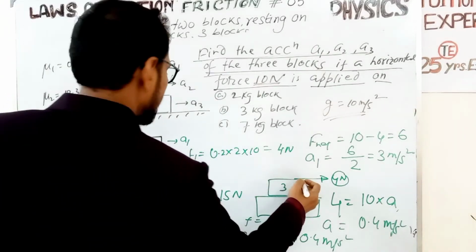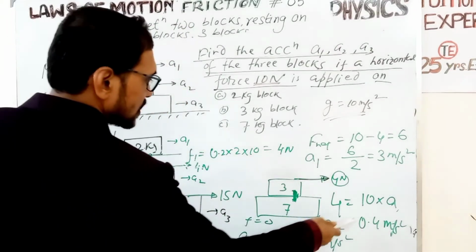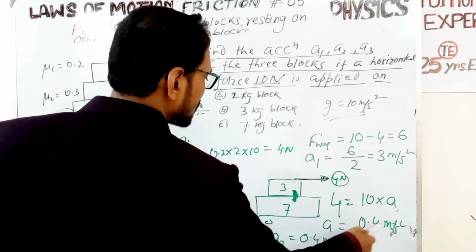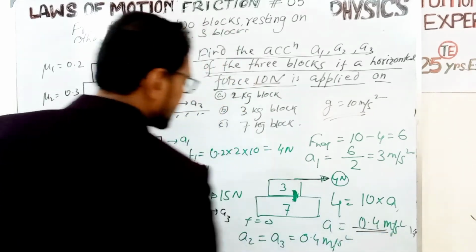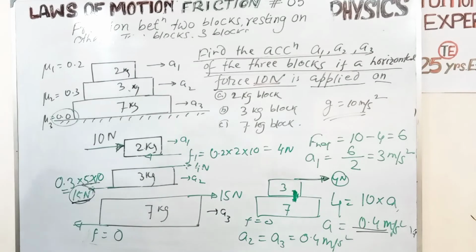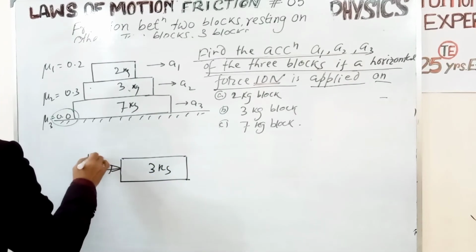Now the external force F is 4 Newton. So total mass equals 3 plus 7, that is 10. So net force equals mass into acceleration, and the 3 kg and 7 kg blocks move with the same acceleration, 0.4. So A2 equals A3, that is 0.4. Now the force is applied here.